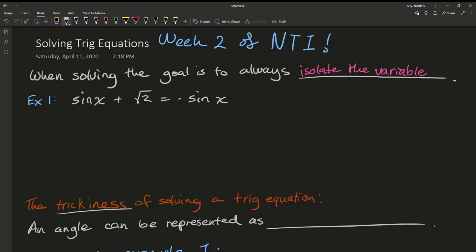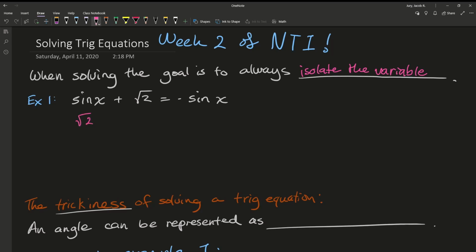Now, this first example has two trig functions. They're the same trig function, sine, and I want to get those variables together, because if this equation looked like x plus radical 2 equals negative x, then we would know exactly what to do. We would combine the x's on one side and then we would solve. However, we have a sine in the way, so what we really ought to do is put our sines together and isolate our variable from there.